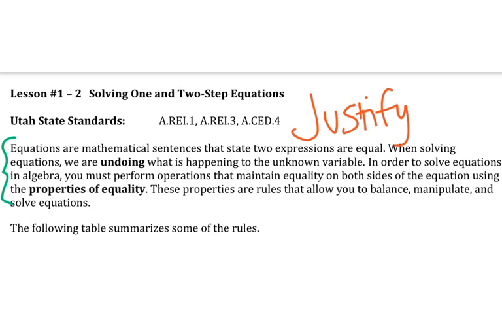Equations are mathematical sentences that state 2 expressions are equal. So you're going to have an expression equals another expression. When solving equations, we are undoing what is happening to the unknown variable, so you're kind of like unwrapping a present. In order to solve equations in algebra, you must perform operations that maintain equality on both sides. You can't do something that's going to make it unequal, because then your equation is no longer true.